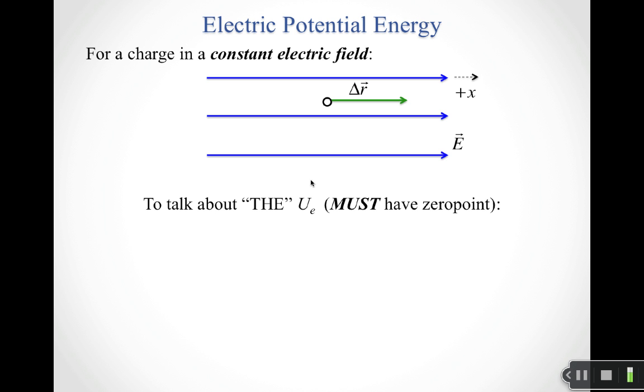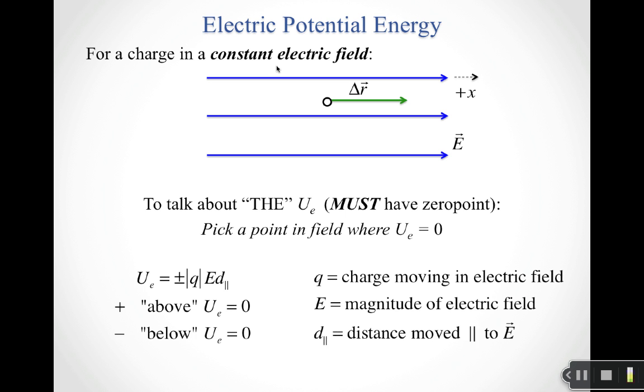If you want to talk about the electric potential energy, again, we have to have a 0 point. So the electric potential energy is really the longer statement of the electric potential energy relative to the point where the potential energy equals 0. Just like when we had a constant gravitational field and we said we could pick the point where we wanted the potential energy equals 0, if you have a constant electric field, you also get to pick the point in the field where the potential energy is 0.